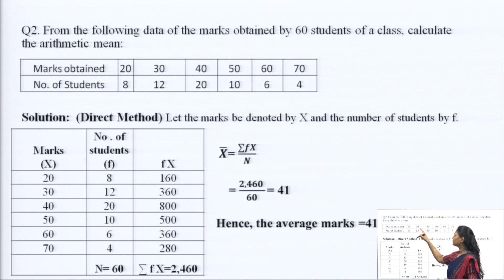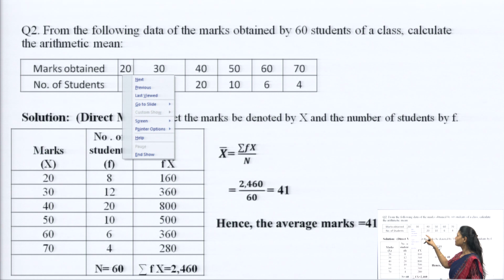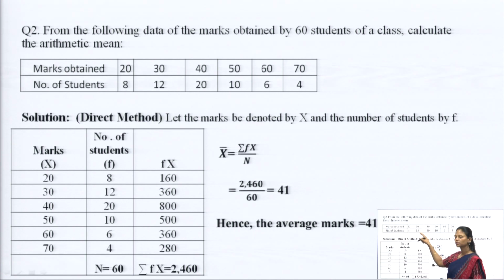In the same manner, marks obtained 30, number of students who obtained 30 marks is 12. So, this becomes the frequency, whereas this is represented by x. The marks obtained is represented by x, whereas the number of students who obtained these marks is represented by frequency f. See here in the table, marks obtained is x and the number of students who obtained these marks is given by f, that is frequency.